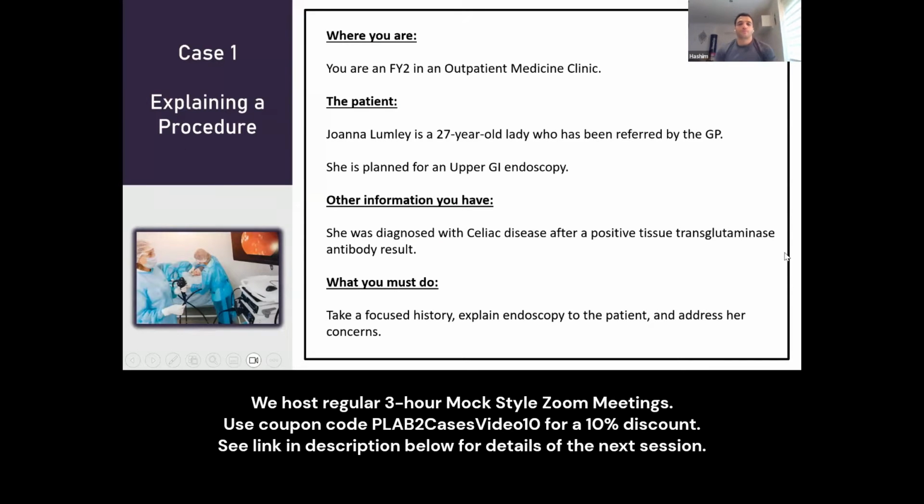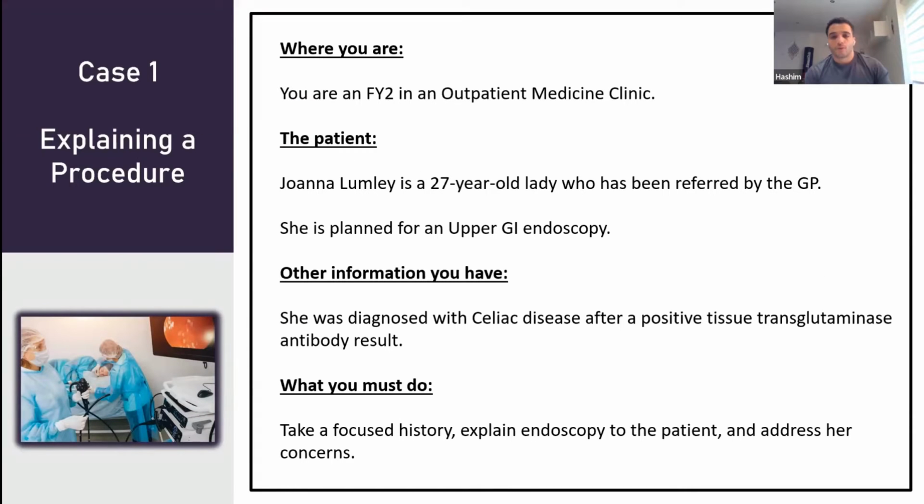Okay, so the first one, you're an FY2 doctor in an outpatient medicine clinic. The patient's Joanna Lumley. She's a 27-year-old lady who's been referred by the GP. She's planned for an upper GI endoscopy. She was diagnosed with celiac disease after a positive tissue transglutaminase antibody result. Take a focused history, explain endoscopy to the patient, and address their concerns.